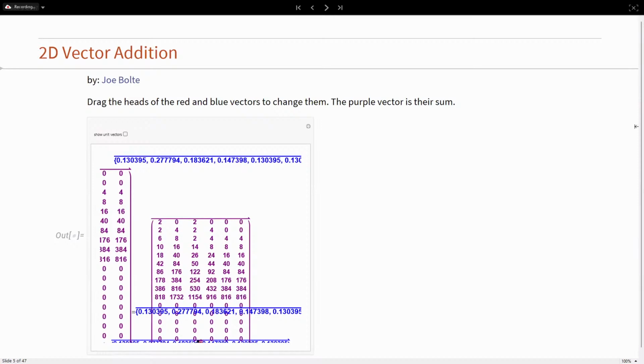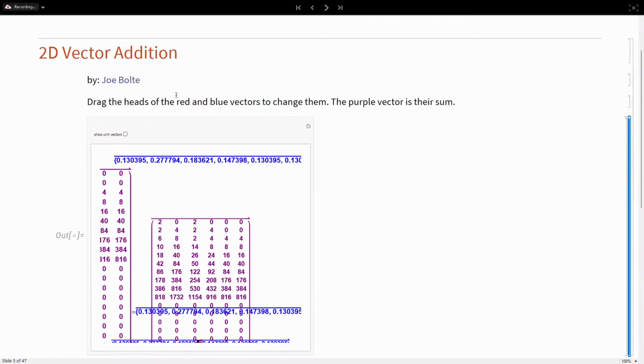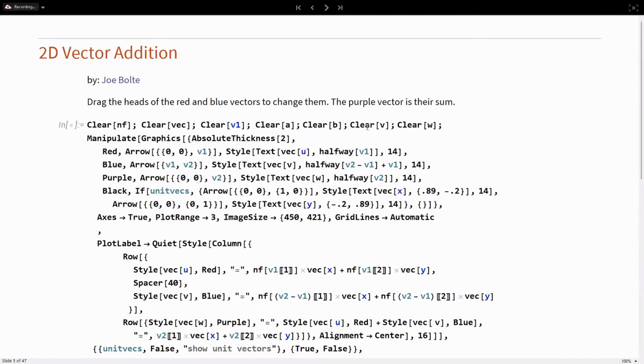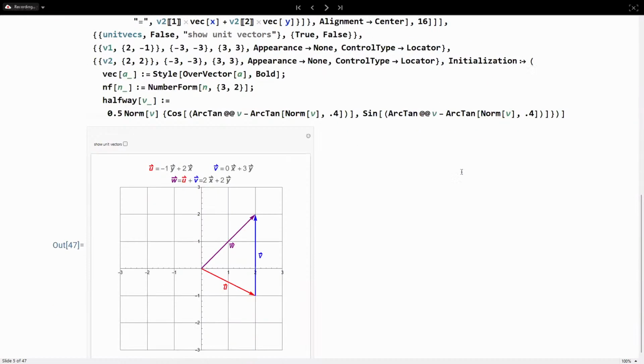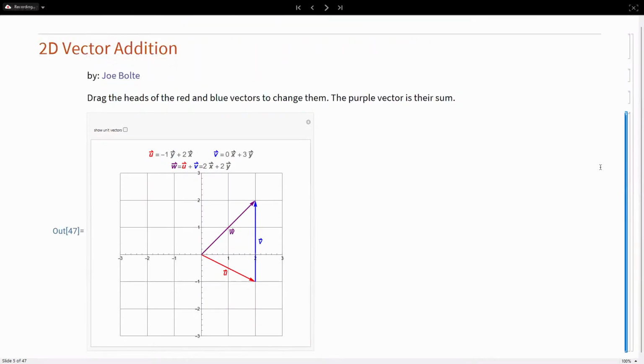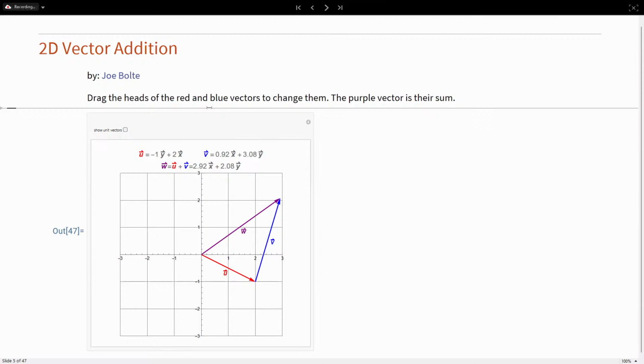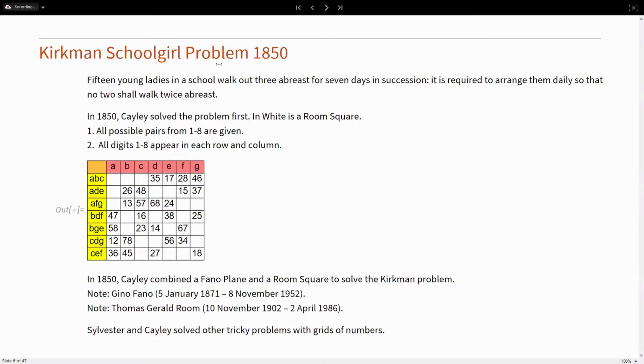So we can take a look at vector addition here. If we have the red and blue vector, we add them together with what's called the tail method, I believe, and you get the purple vector, which is their addition. So vector addition is one of the classic things you learn in linear algebra.